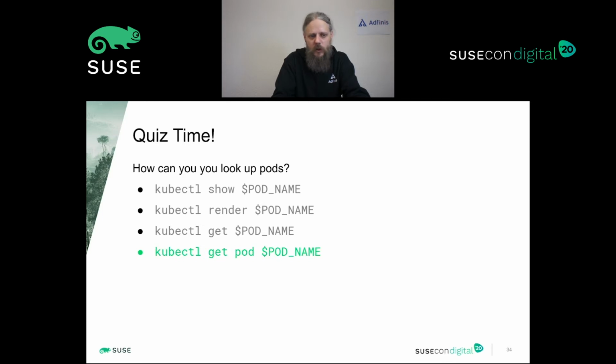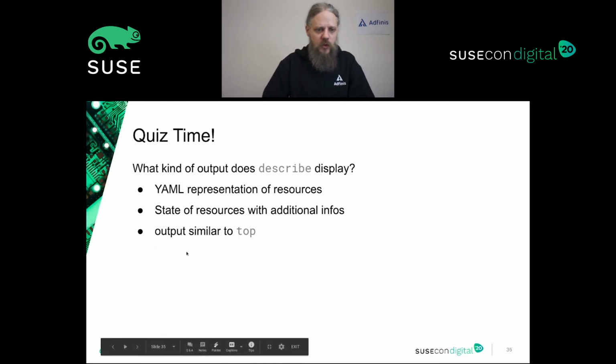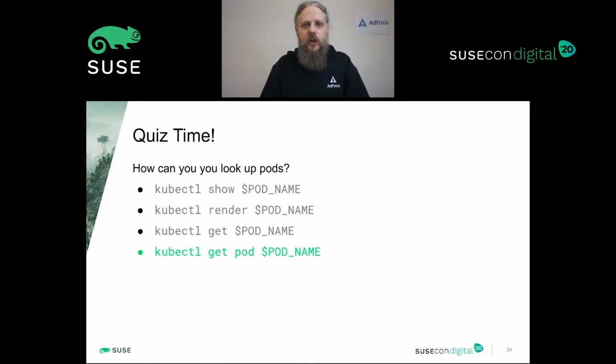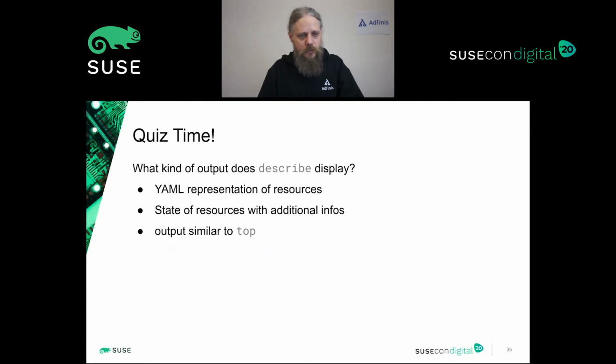It's only the last one. First, we do kubectl, then we get a pod, and we also need to add a pod name if we would like to get info on just one pod. An alternative would be kubectl get pods, which would just return all the available pods in the current namespace.